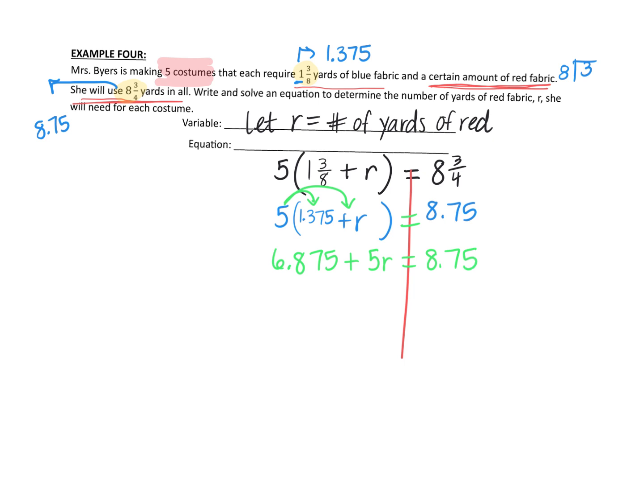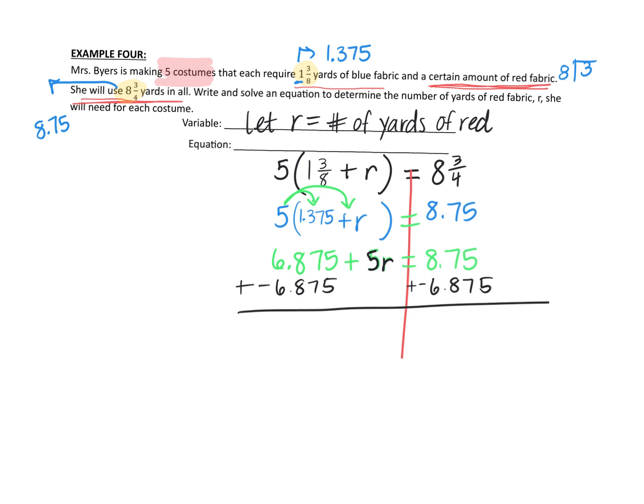All right, my next step is I want to isolate the variable. I want to get that 5R by itself. So I need to do the opposite of adding 6.875, or the inverse, I should say, and I need to subtract 6.875, or add in a negative. So I'm going to add in a negative 6.875.